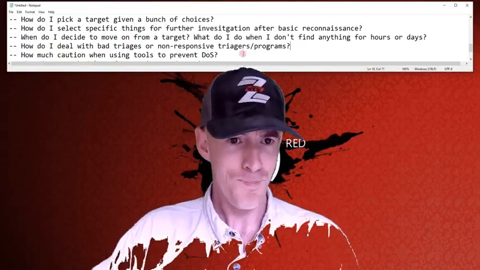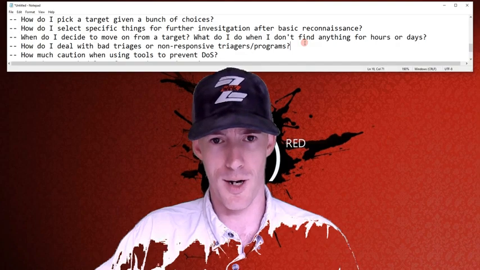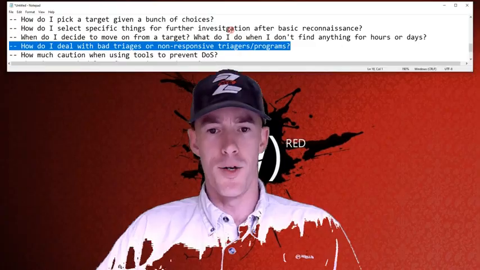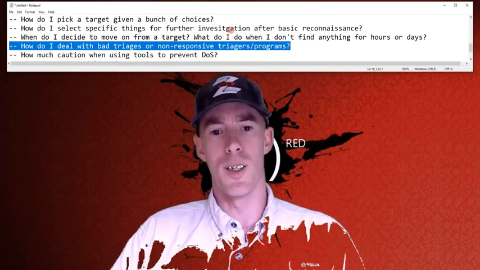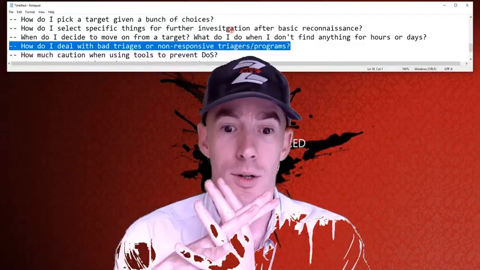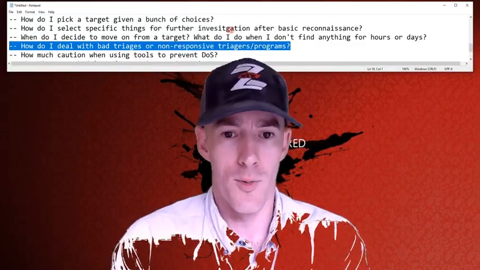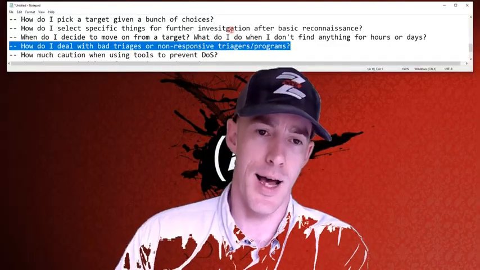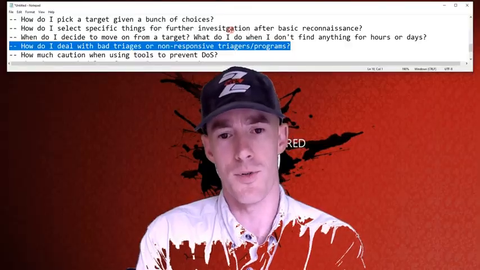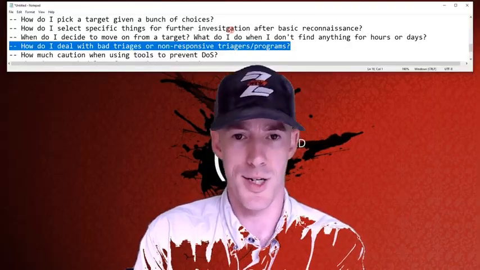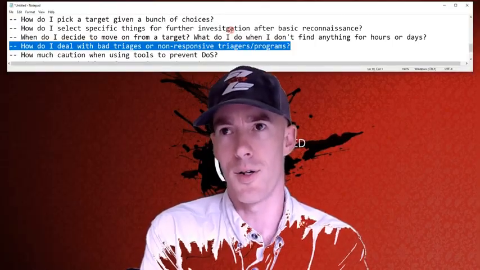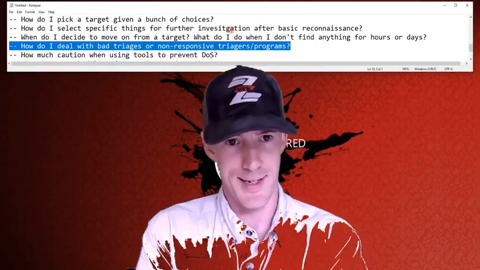How do I deal with bad triages or non-responsive triagers or programs? Okay, well, you don't have a lot of control in this field. Once you log a bug, you no longer really have any control over it. You send it out, and it's up to the triagers or application security engineers or program personnel to decide if it's an issue or not. And you can challenge it, but they can ignore you, right? They can completely ignore you. They can completely not respond for 6 months at a time if they feel like it.